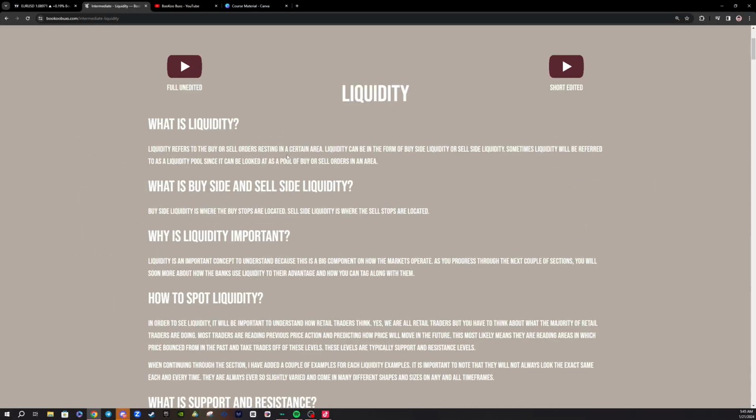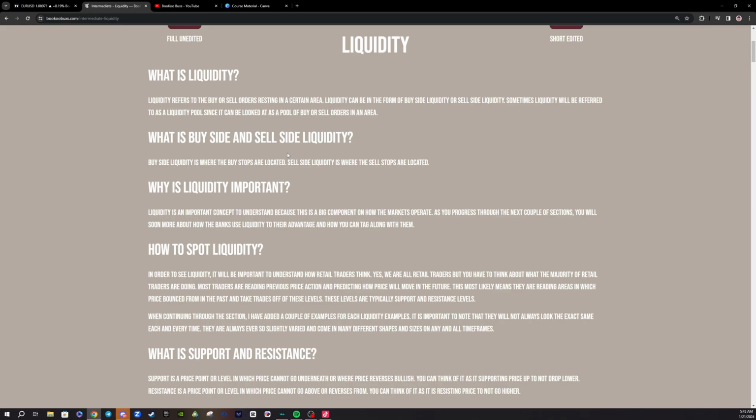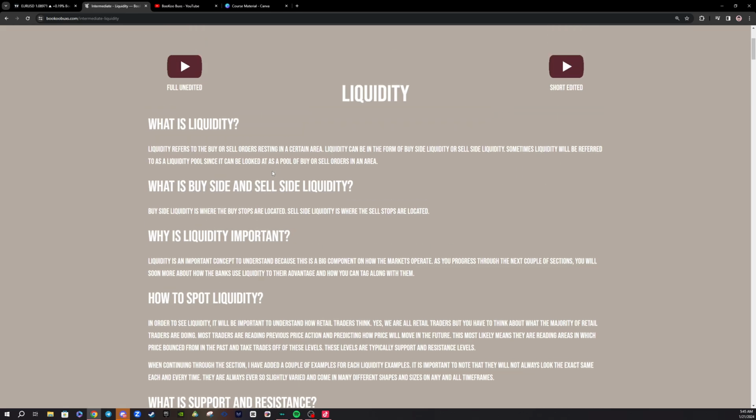Liquidity. What is liquidity? Liquidity refers to the buy or sell orders resting in a certain area. Liquidity can be in the form of buy side liquidity or sell side liquidity. Sometimes liquidity will be referred to as a liquidity pool since it can be looked at as a pool of buy or sell orders in an area.